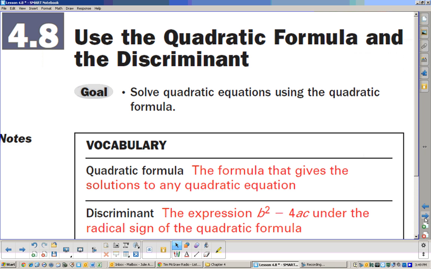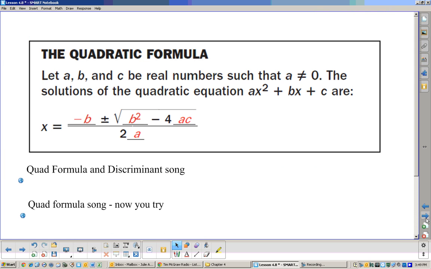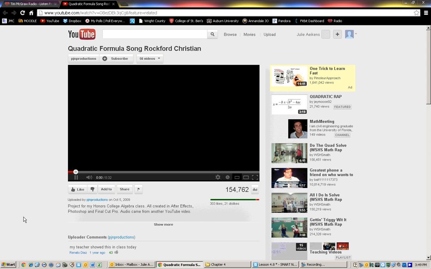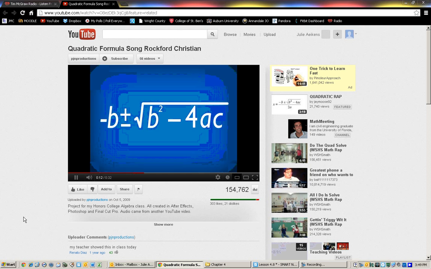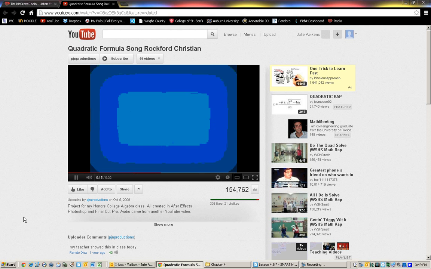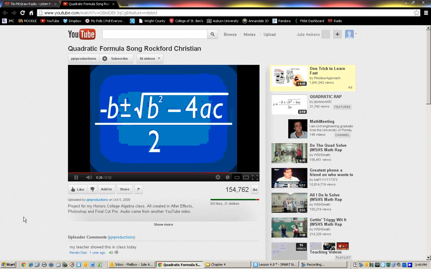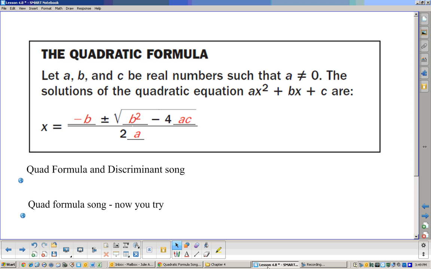All right, so the quadratic formula, what is it? Well, you might have heard this tune before. It goes something like this. The quadratic formula is negative b plus or minus the square root of b squared minus 4ac all over 2a. Now you try. Join in. The quadratic formula is negative b plus or minus the square root of b squared minus 4ac all over 2a. And that is the quadratic formula and the way you can best remember it.